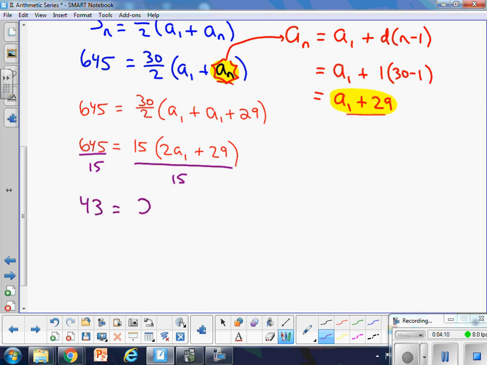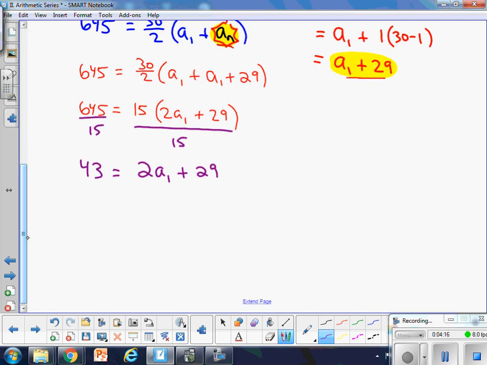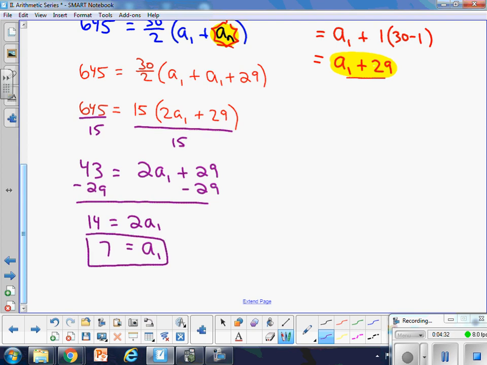So 43 equals 2 a1 plus 29. And then we'll just do a couple more steps. We'll subtract 29 from both sides, because remember, we're trying to solve for a1 here. So that should get us 14 equals 2 a1. And dividing by 2, we'll get our answer, a1. So we should be reading 7 pages on day 1 in order to get this book finished in 30 days.